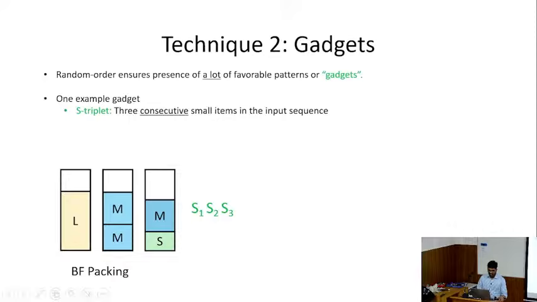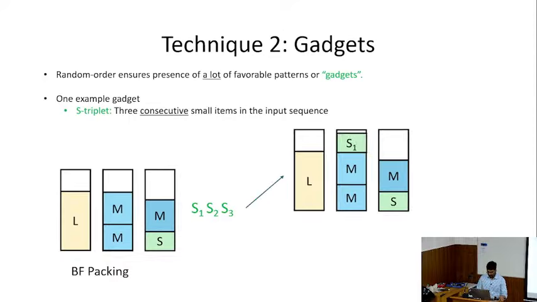So for example, consider an instance at an arbitrary point in time, and suppose this is the packing till then, and S1, S2, S3 is an S triplet that's about to come. So if one of S1, S2, S3 is packed in one of these bins, okay, so first note that each of these 3 bins has a weight at least 1, because large items have weight 1 and medium and small items have weight half. So if one of these 3 items is packed in one of these bins, then that creates a bin of weight 3 by 2.